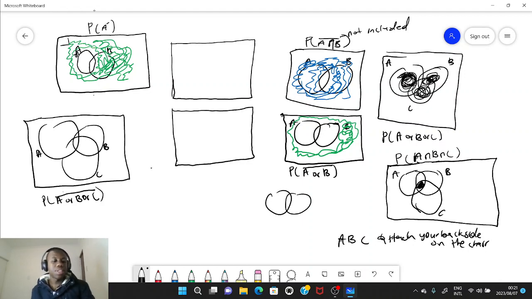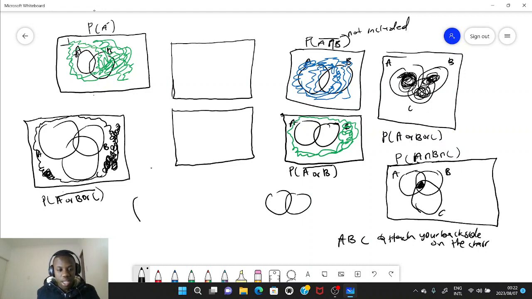I said whenever they give you not, you consider the opposite. So they don't want A, they don't want B, they don't want C, which means you consider everything that is outside the circles. These are the elements that are not included.